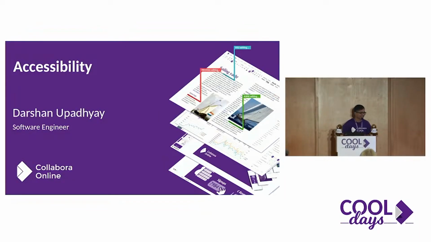Let's start with accessibility. We started this project last year on Collabora Online. Let me give you a small gist of why we need these features and what the benefits are. The product is for all people, even if you have any visual impairment or any disability, you should be able to access all the features using the keyboard, without any mouse clicks.